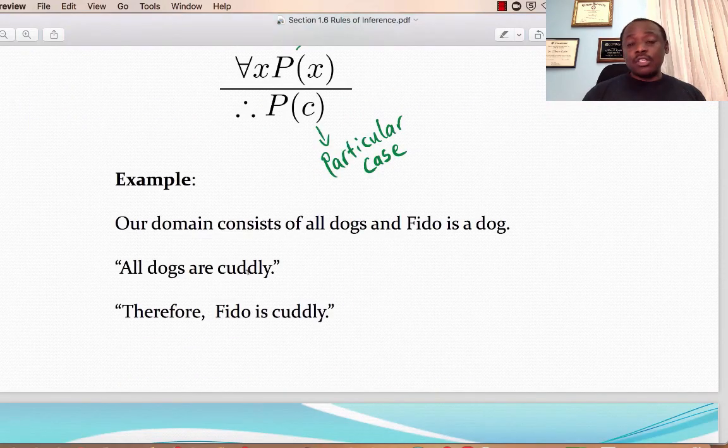All dogs are cuddly. Fido is a dog. What's the conclusion? Fido is cuddly. All men are mortal. Socrates is a man. So Socrates is mortal. All the students at Anderson University are hospitable. John is a student at Anderson University. So John is, good job, hospitable.